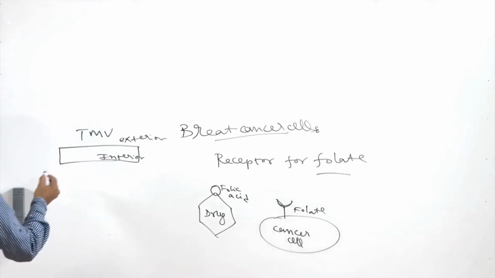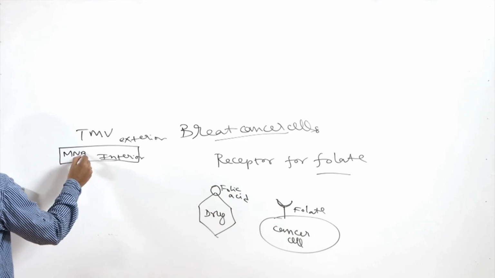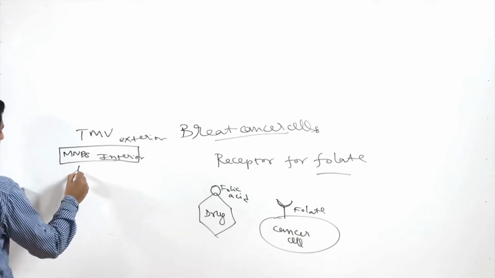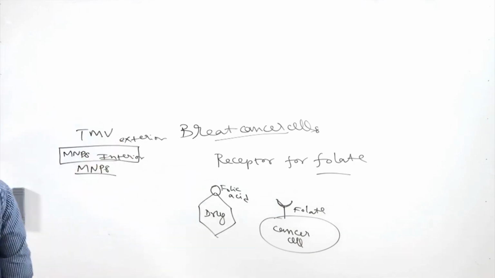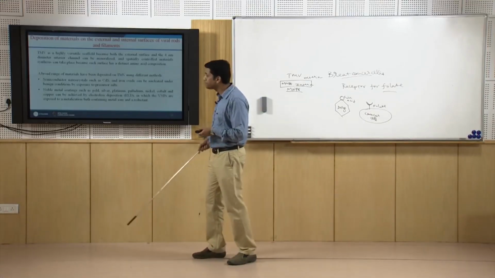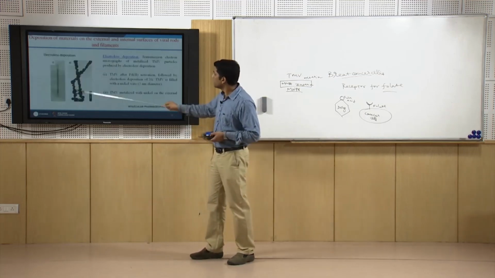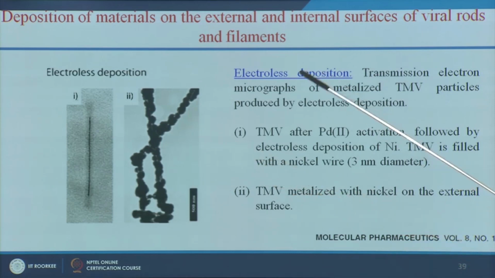So based on that, we can deposit various types of metals inside and another kind of material on the exterior environment. So it can act like a kind of nanotube and nanowire. Here you can see an electron microscope picture of this tobacco mosaic virus. So we can use it for electroless deposition.